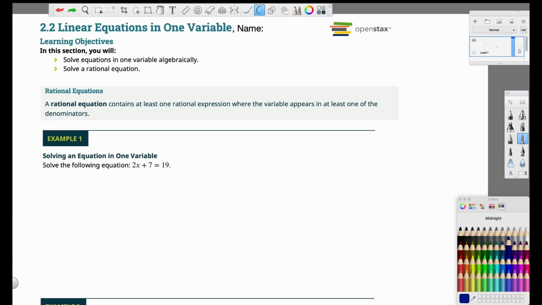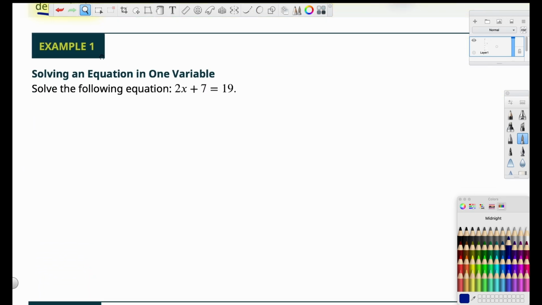In today's video, we're going to look at 2.2 linear equations. We're going to solve in one variable, and we're going to take a look at some rational equations. Rational equations are equations where we have at least one variable appearing in one of the denominators. We'll see that after a couple of examples here.